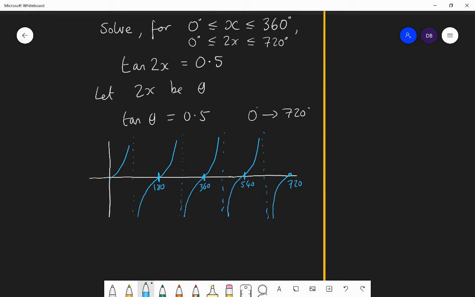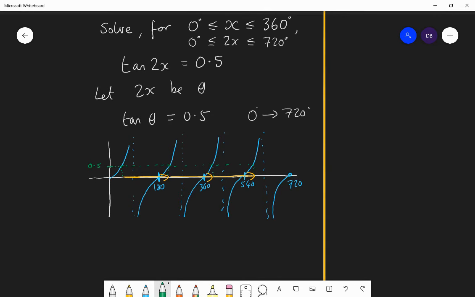So I want to find the values of theta if the height is 0.5. So 0.5 is here. It'll give me one answer there, another one here, another one here, another one here. And all I need to do is find the first one, and then each one is 180 degrees further on, because the tan graph repeats every 180 degrees. So to find the next one, add 180, find the next one, add 180, find the next one, add 180, and there should be 4 in total.